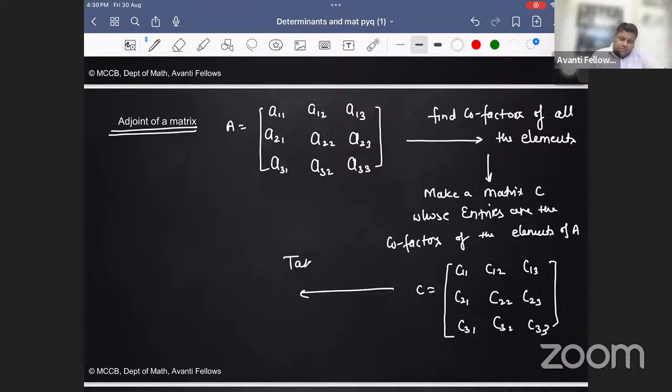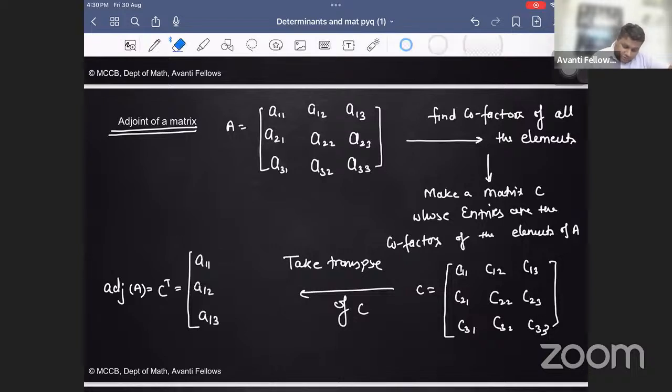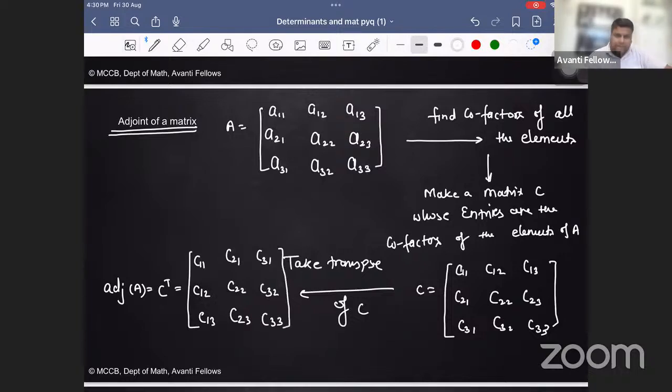Now take the transpose of C, so that C transpose is actually the adjoint of matrix A. So it is represented by adjoint A, that is C transpose, that is C11, C12, C13, C21, C22, C23, C31, C32, C33. So this is how we find the adjoint of a matrix. All right.